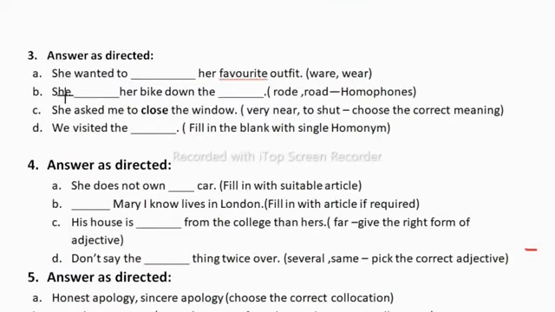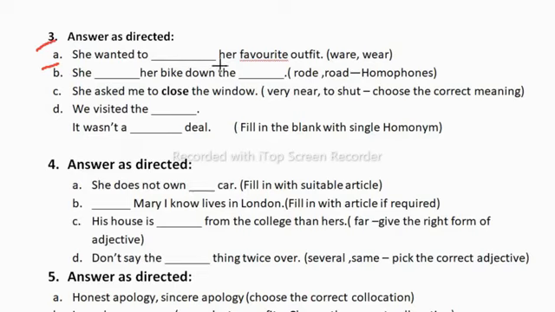Third question, answer as directed again. First one, she wanted to dash her favorite outfit. What do we do to this outfit? First of all, just read this one, where or wear. This question is from the homophones, which is from unit 3. Homophones are the words which we pronounce the same, but they have different meanings and different spellings. As you can see here, we pronounce where and wear the same, but they have different spellings as well as different meanings. So here you have to choose the suitable word which fits this blank.